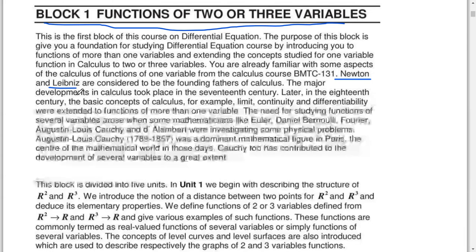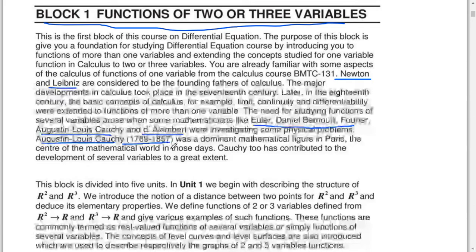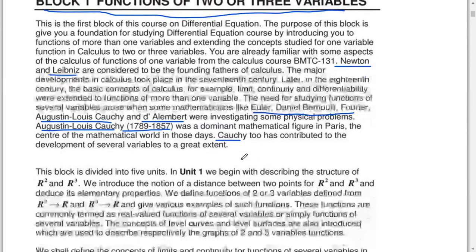The need for studying functions of several variables arose when some mathematicians like Euler, Daniel Bernoulli, Fourier, Augustin Louis Cauchy, and D'Alembert were investigating some physical problems. Augustin Louis Cauchy, 1789 to 1857, was a dominant mathematical figure in Paris, the center of the mathematical world in those days. Cauchy too contributed to the development of several variables to a great extent.